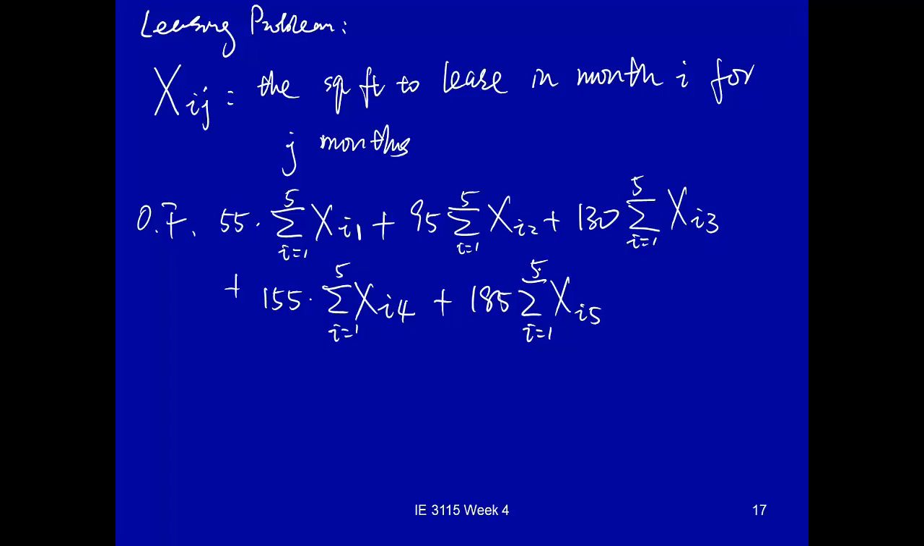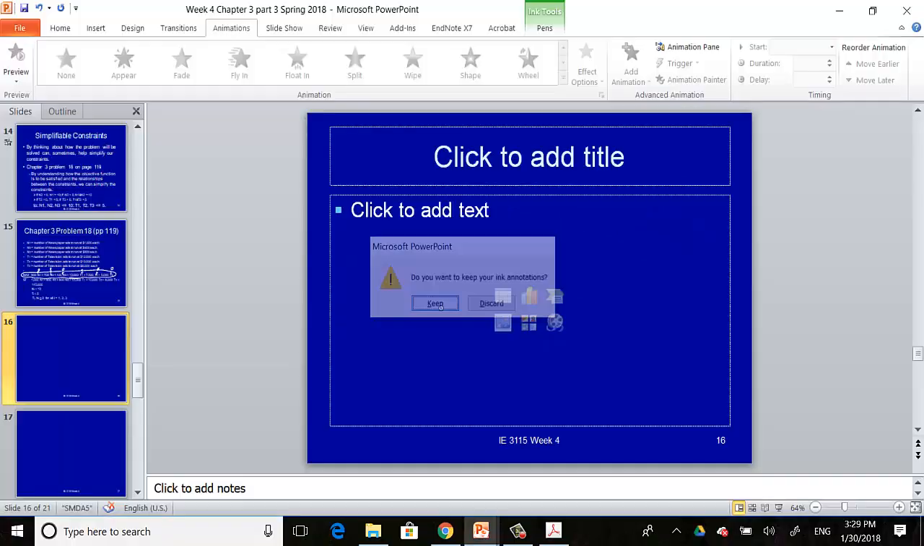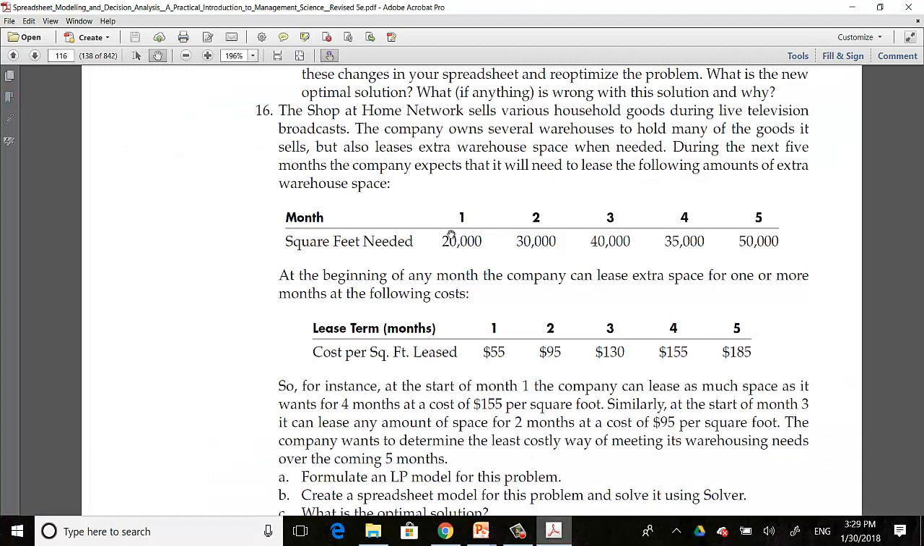So that's the objective function. Now for the constraints, basically we need to meet those demands. If we look at the problem, in the first month they need 20,000 square feet, and this demand here can be met by which ones?